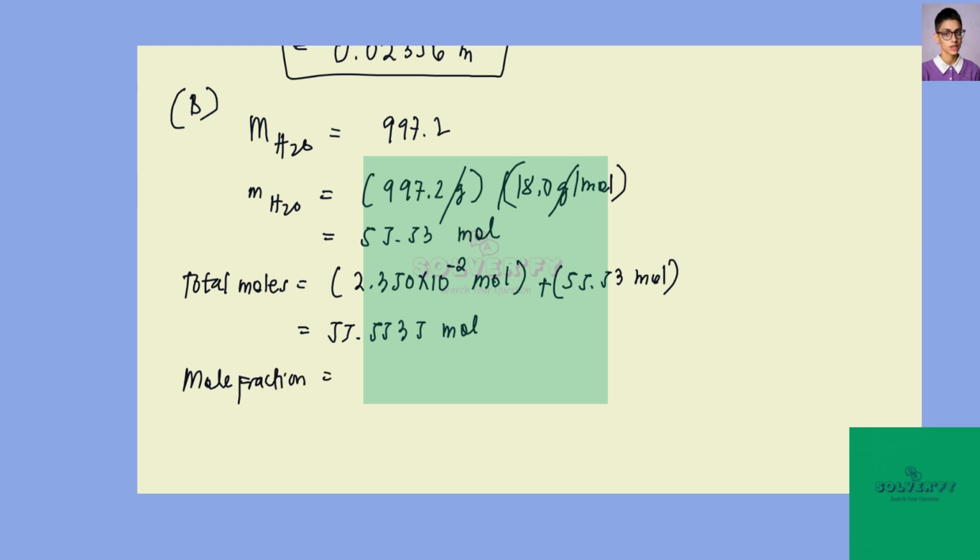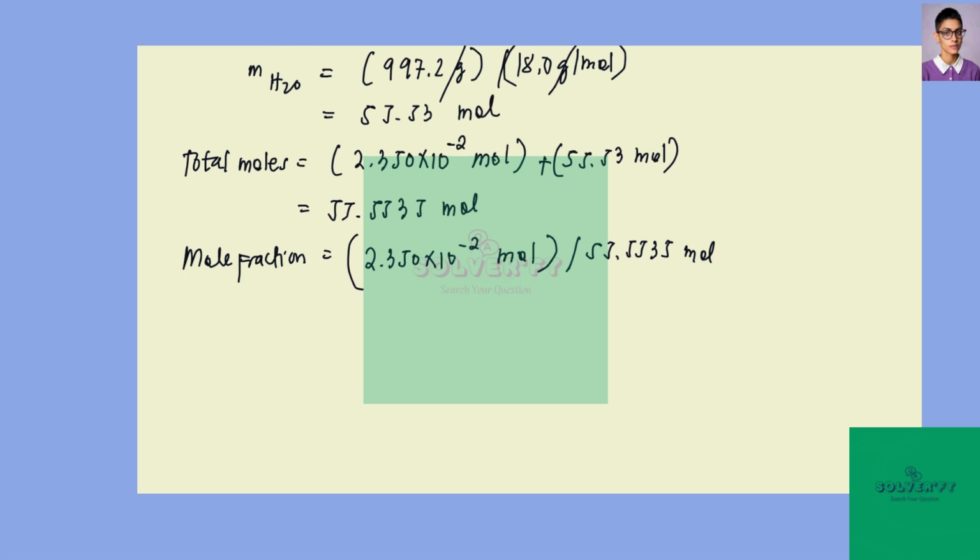And to get the mole fraction, we just need to divide 2.350 times 10 raised to the power of -2 by 55.5535 mole. So we just need to divide, and that would be equal to 4.230 times 10 raised to the power of -4.